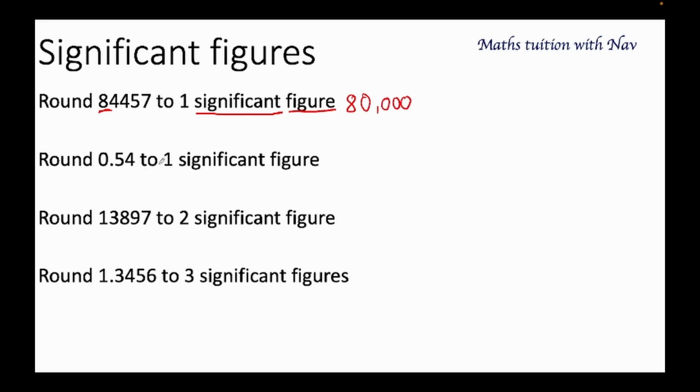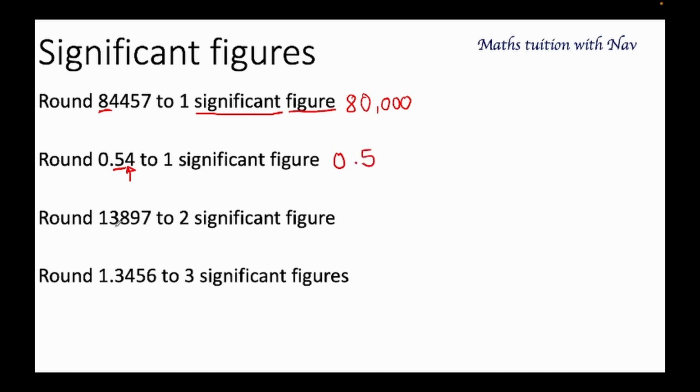Round 0.54 to one significant figure. The first important figure here is going to be 5, because it's 0.54. So 5 is our important figure, the first one, whereas 4 is the second important figure. But we're going to use 4 to round. So 4 is less than 5, so it will not go up. It's going to remain 0.5.